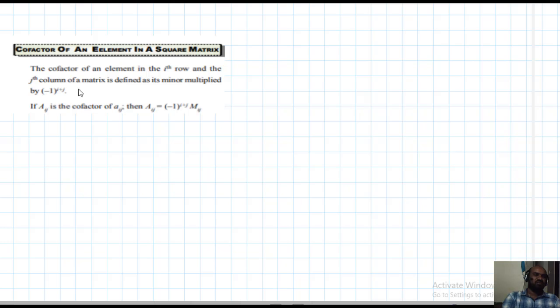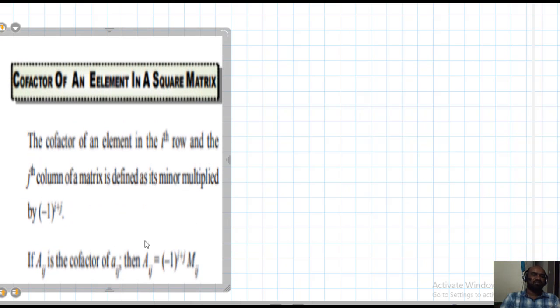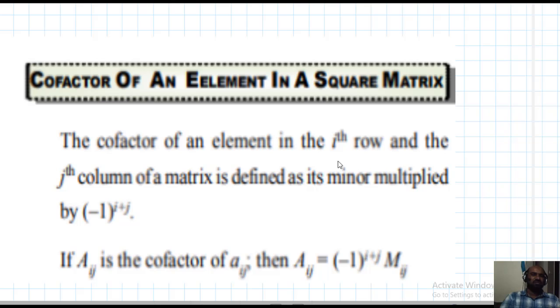Students, here a definition is given, same as what I explained. Observe: cofactor of an element in a square matrix. The cofactor of an element in the ith row and jth column of a matrix is defined as the minor multiplied by minus 1 power i plus j. In this book they are using capital A, no problem. That is minus 1 power i plus j into Mij.